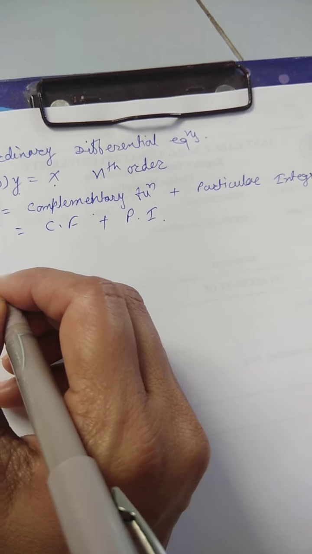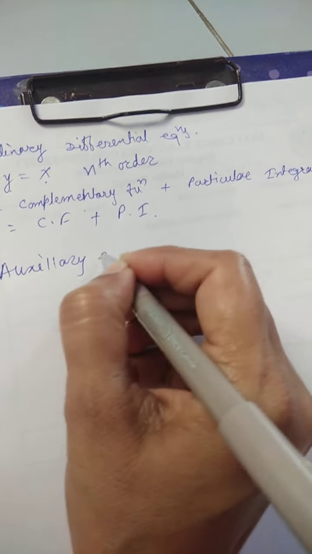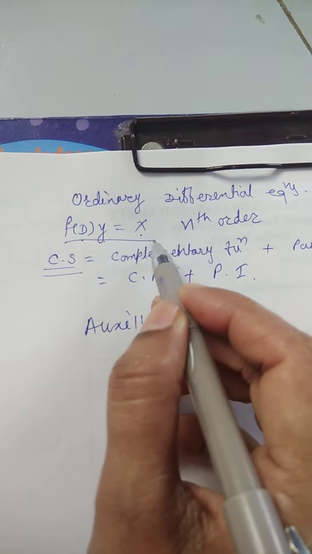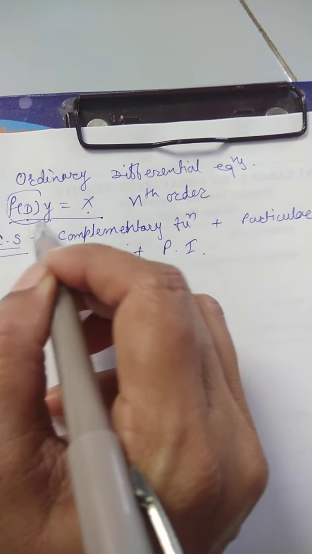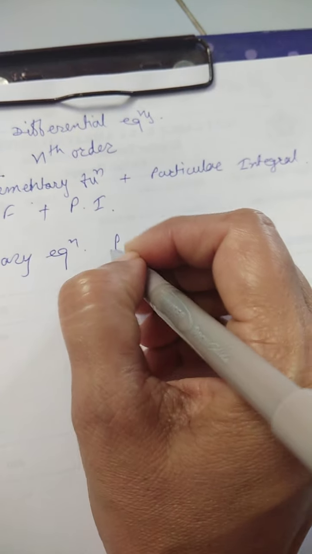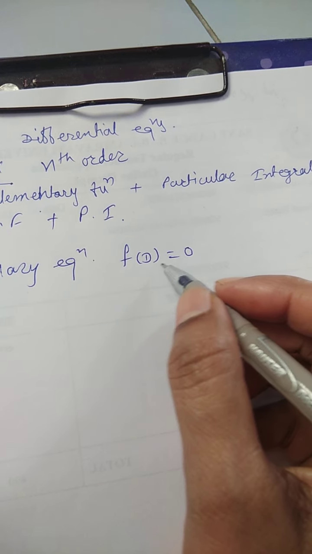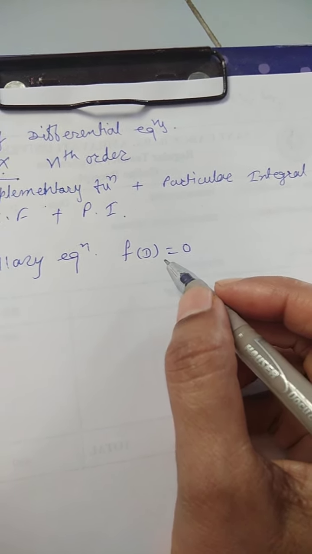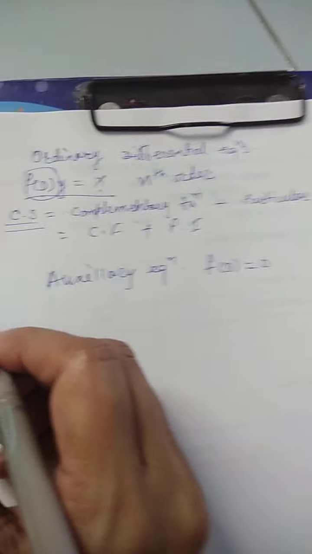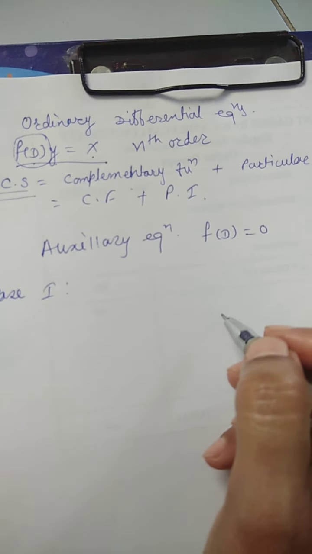To get complementary function first we have to write the auxiliary equation. Now what is this auxiliary equation? From our given differential equation f(D)y = X, we have to use this f(D). So we have to equate it with 0 and then factorize this equation to get roots. And then depending on the nature of roots, we have to write CF. So there are three cases.